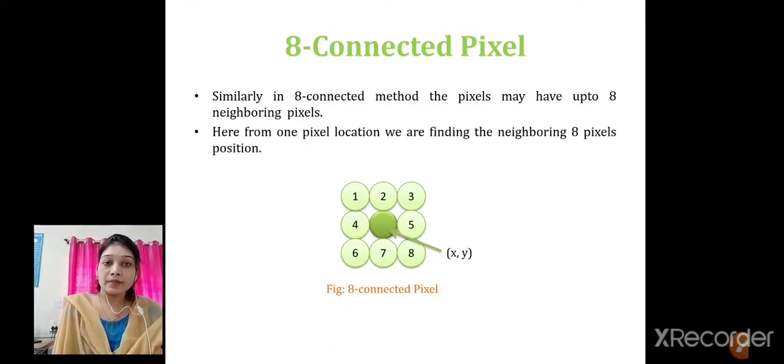Whenever we say the pixels 1 and 8, they are called diagonal pixels. 1 and 8 are the diagonal pixels. In the same way, 3 and 6 are also diagonal pixels. So why do we have these different categories of pixels, 8 connected and 4 connected, and what is the benefit of 8 connected, that we have to see.